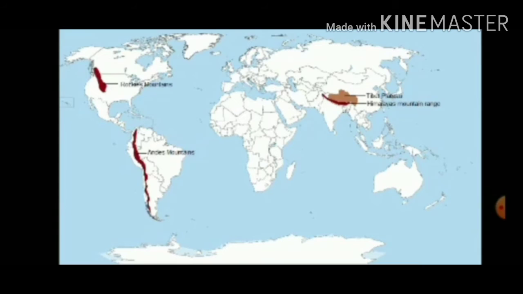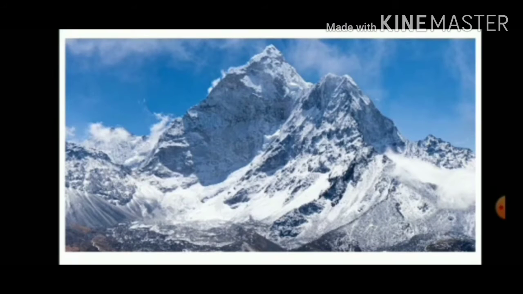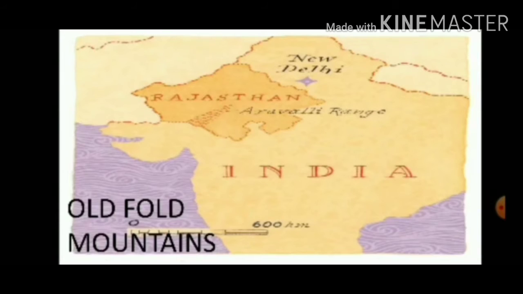Children, if we talk about old fold mountains, the examples are the Aravalli range in India and the Ural Mountains of Europe. The peaks of these mountains have been eroded and lowered in height due to the action of external forces. So that means the young fold mountains have tips that are more conical as compared to the old fold mountains.